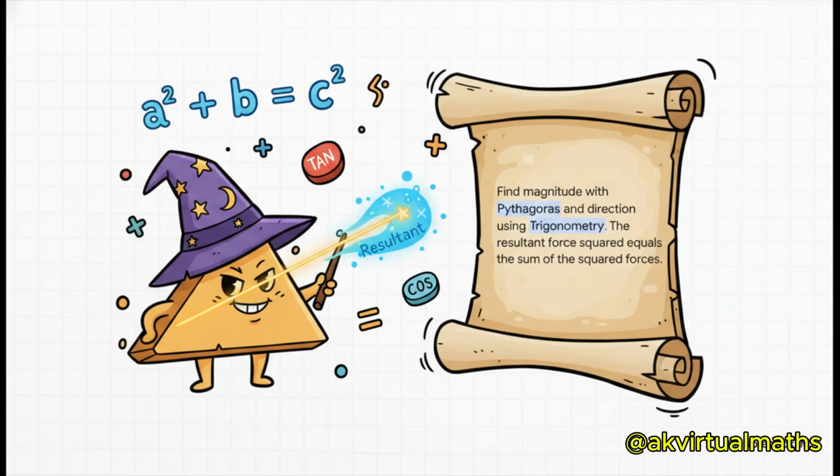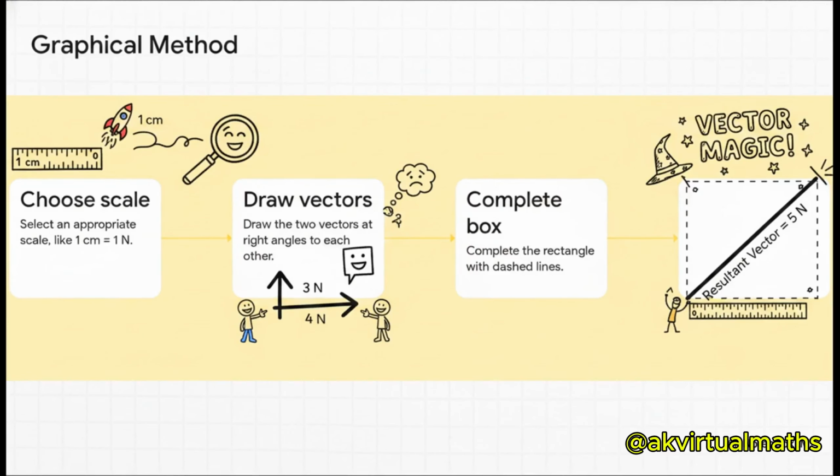To find the overall magnitude, we'll use the Pythagoras formula. The resultant force squared equals the x force squared plus the y force squared. And to find the exact angle, or the direction, that's where trigonometry steps in, specifically using the tangent function. But what if you're more of a visual person and prefer drawing over algebra? Let's break down the graphical method.